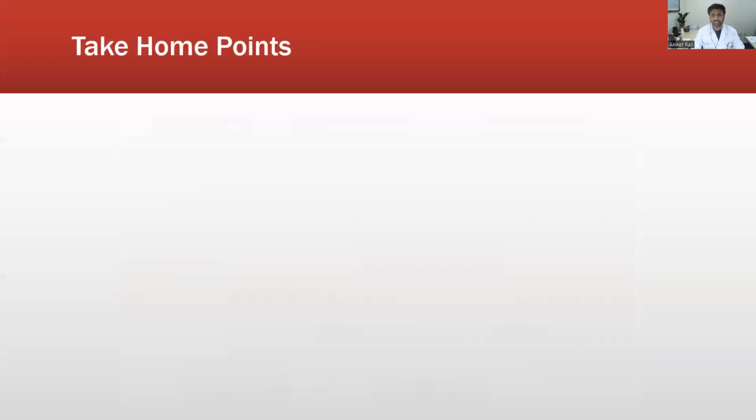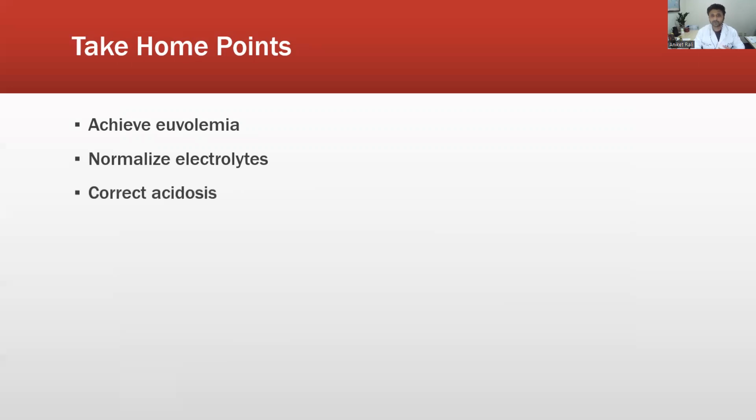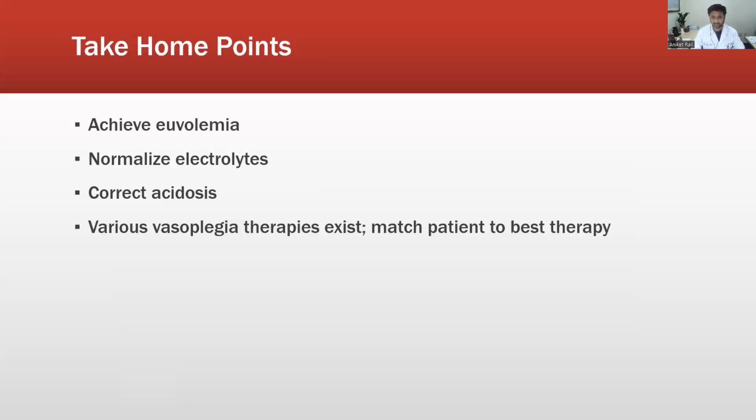So in conclusion, some of the take-home points that I want you to reflect on as you walk away from this talk is that first and foremost, we must achieve euvolemia in these patients that are in shock state after their cardiac surgery. You want to normalize their electrolytes. You want to take care of everything that is reversible that may be driving this shock state. You want to correct the acidosis. Remember that acidosis in itself can cause shock. Acidosis in itself can cause pulseless electrical activity. Acidosis in itself can cause you to be hypotensive. And when you are severely acidotic, none of the medications that you use to treat these states are as effective.